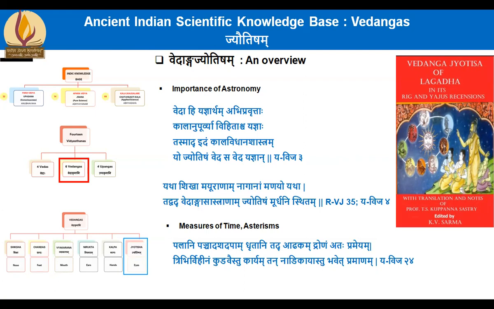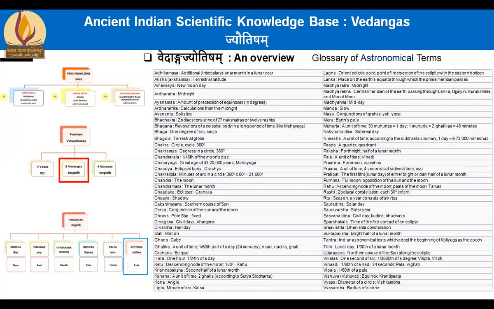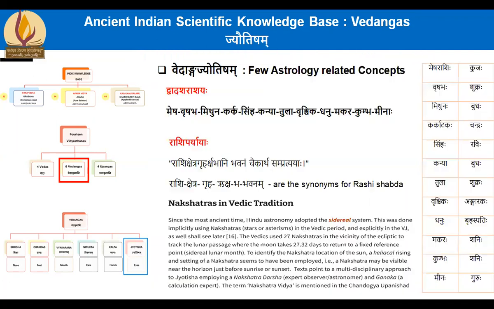Then there are concepts like Pala, Nadika, then Kala. All these concepts are discussed in this Vedanga Jyotisham. Then we have a glossary of the concepts discussed in here. So when you have time, you can go through this in detail. Then we have a few astrology related concepts here.